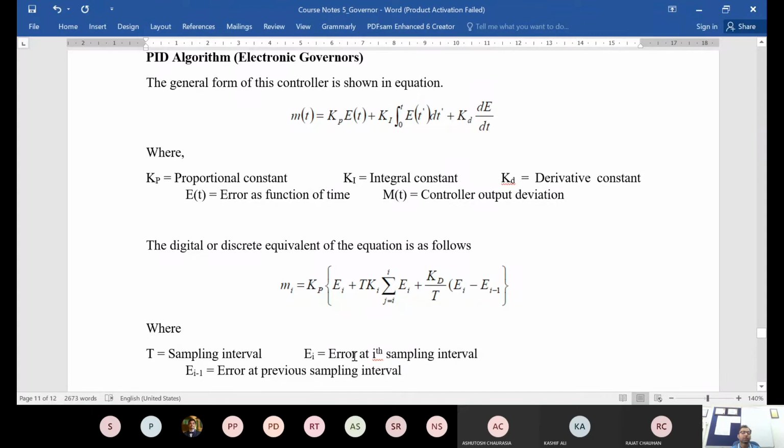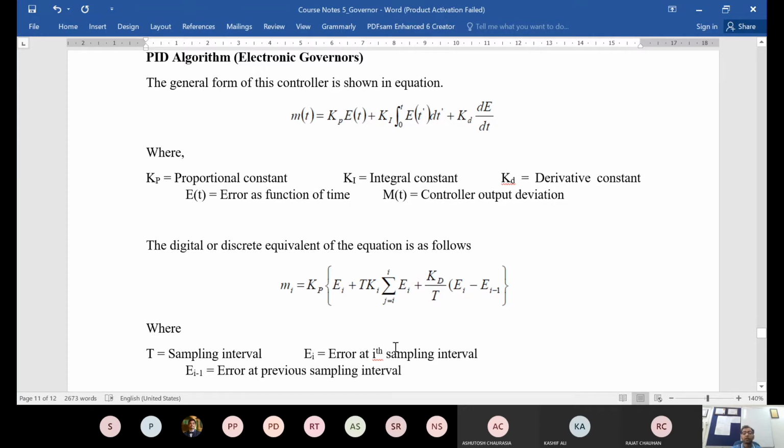How frequently you need to sample depends upon your computational ability: the computational capability available in the governor mechanism, what type of controller you are using, and how many cycles per second it can perform for the control calculations. These days we have very good computers available, so the sampling interval can be very small and the sampling frequency very high, in the kilohertz or megahertz range. So you can collect a lot of samples and go on collecting.